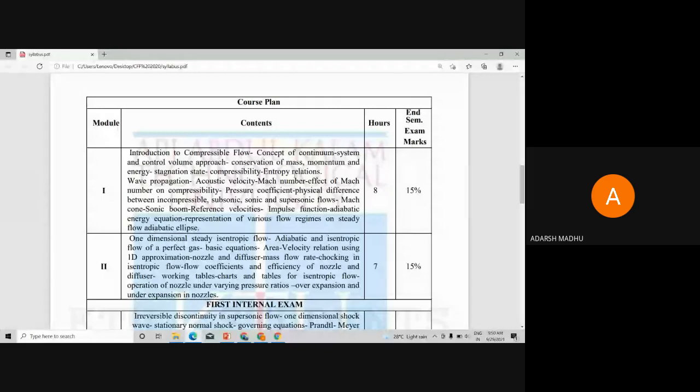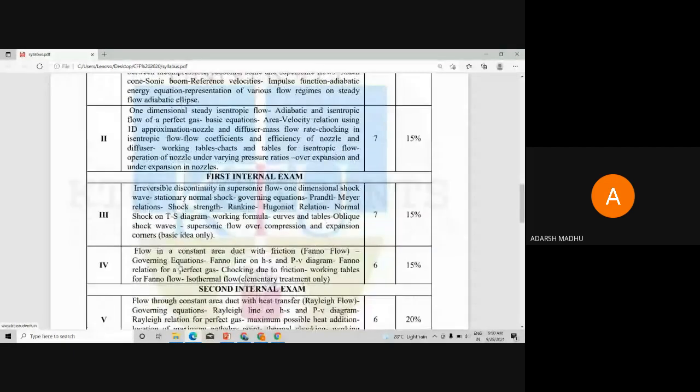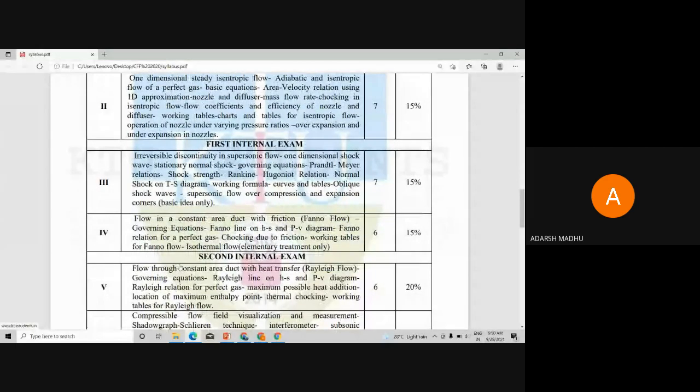The second module deals with isentropic flow, the flow analysis of isentropic flow, which can be done only by using your data book. Here you can see the working tables and charts for isentropic flow. The second module deals with flow properties analysis of isentropic flow. And the third module deals with normal shock waves in a fluid, in a gas, or in a liquid.